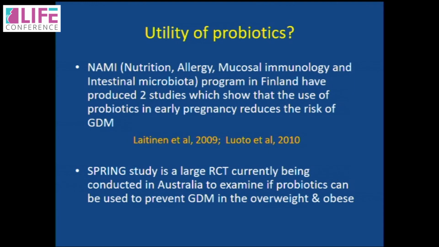A few years ago, there were a couple of papers published by the NAMI group in Scandinavia, which showed that the use of probiotics in early pregnancy seems to reduce the risk of GDM. And right now, there is a large randomized controlled study being done in Australia to examine whether probiotics can be used to prevent GDM in the overweight or obese. So I think we need to watch this space, because this is an area of a lot of research focus at the moment.